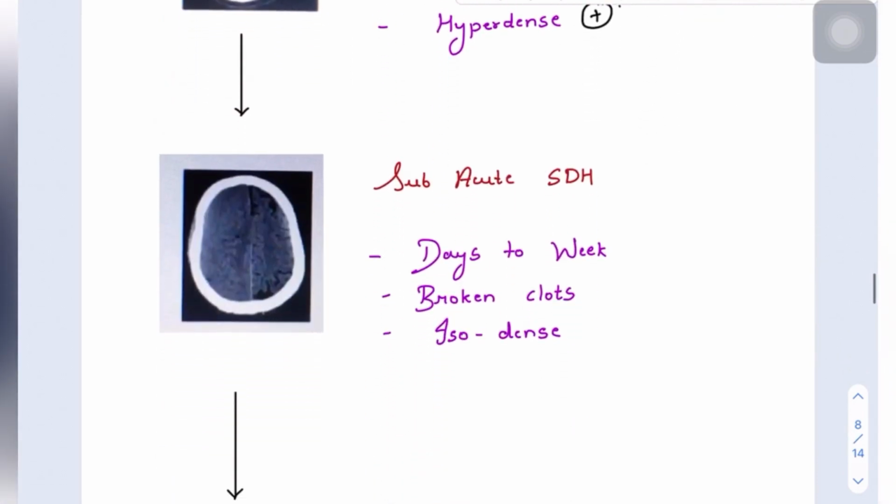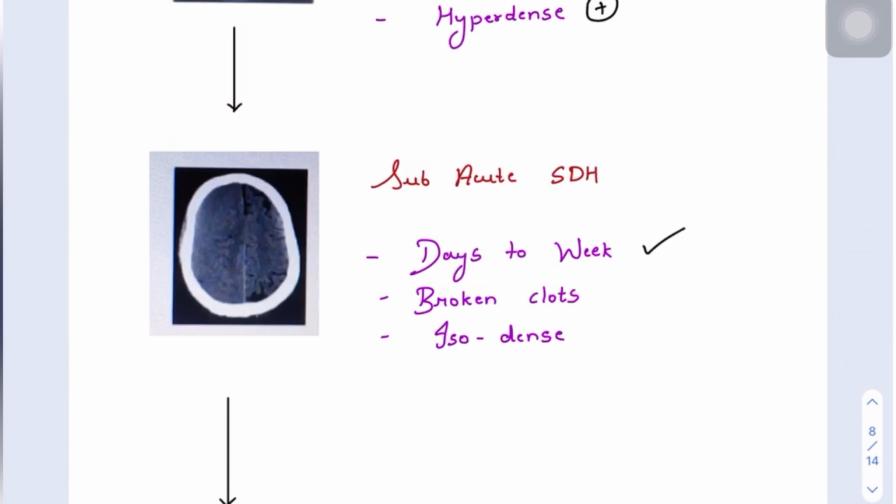The next stage is subacute subdural hemorrhage which occurs from days to weeks. Broken clots are present here and it is isodense. Isodense because you can see here in this image there is no hyperdensity, there is no white color, but it is mixed type, right? It is in mixed form, white plus gray. So we can call it isodense. So it is subacute subdural hemorrhage.